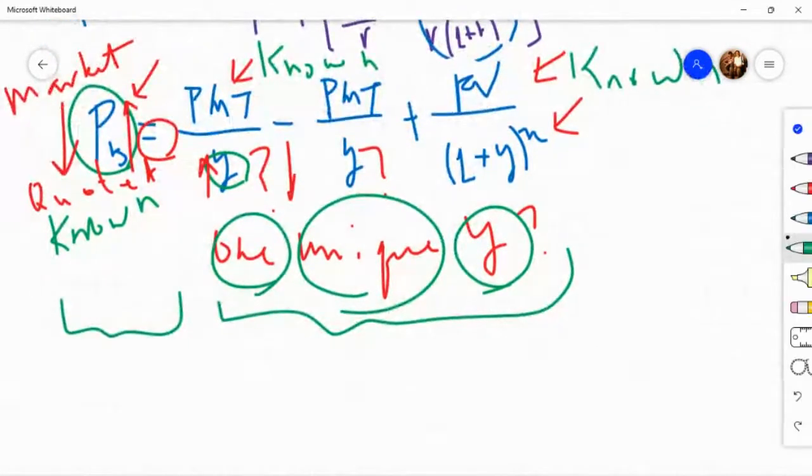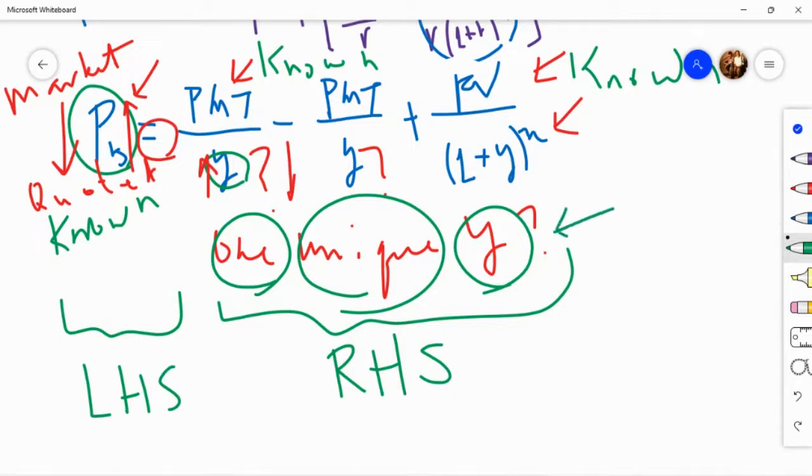Only one single discount rate makes the right-hand side equal to the left-hand side. That's called internal rate of return. Okay? That's the mathematical name for it, internal rate of return.